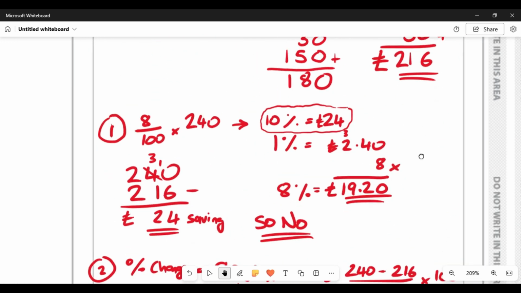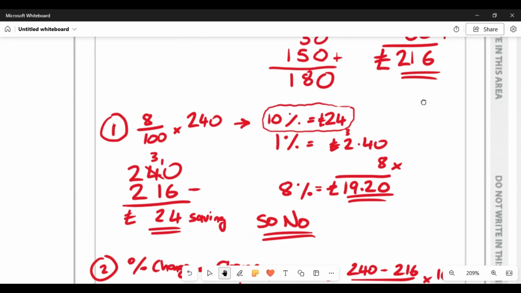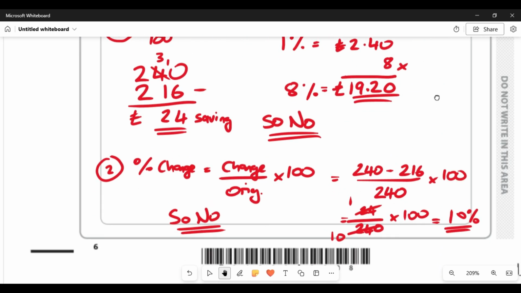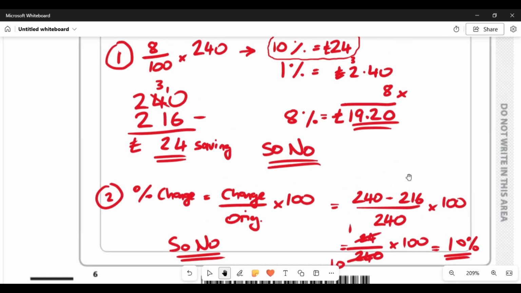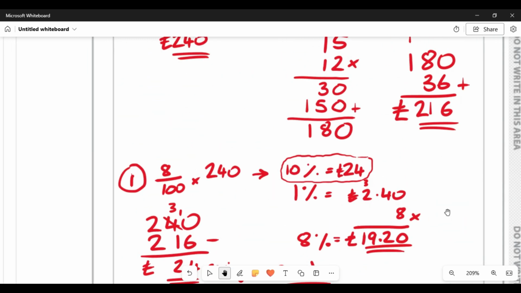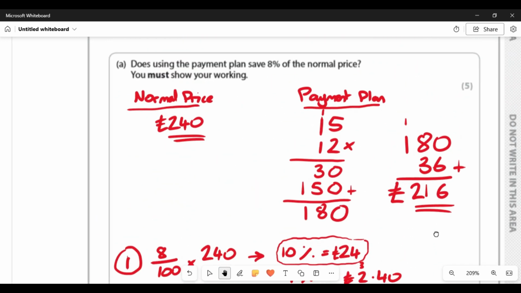I'm sure there are other ways as well. You know, I will include the mark scheme. I think these 2 are the most common ways of doing this question, but there are other ways as well. So do check the mark scheme as well, just in case. Let's have a look at part B.